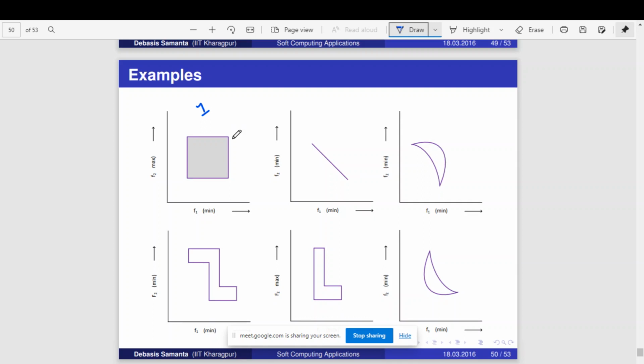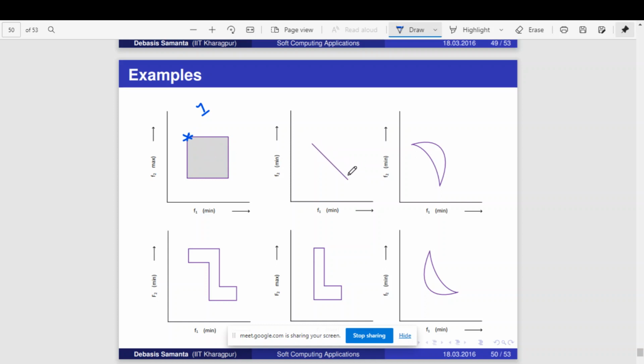There is no Pareto optimal solution. You can say this as the ideal solution. Or in this case, we want to minimize F1 and maximize F2. So what is the ideal point here? Minimize F1, maximize F2. Left. This is the ideal point. There is no Pareto optimal front here. Okay.